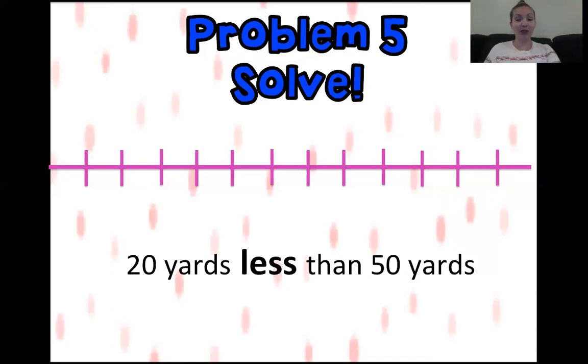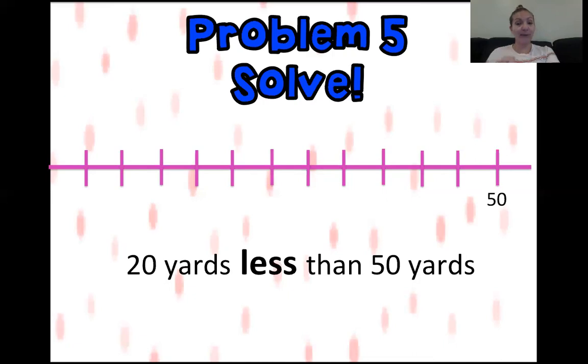This one says 20 yards less than 50 yards. So where are you going to put the number 50? Are we going backwards and finding a number smaller than 50, or are we going forwards and finding a number bigger than 50? Since it says we're finding a number that's less, that means 50 is our big number. We're going to be putting 50 at the right.